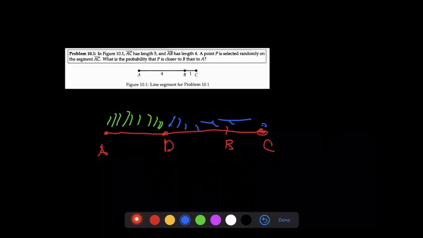Well, you might realize that here's the numbers for the lengths. 2, 2, 1. And if you want to see when it's closer to B than it is to A, the total length of the blue area is 3, and the total length of the entire line is 5. So you get 3/5, which is our answer.